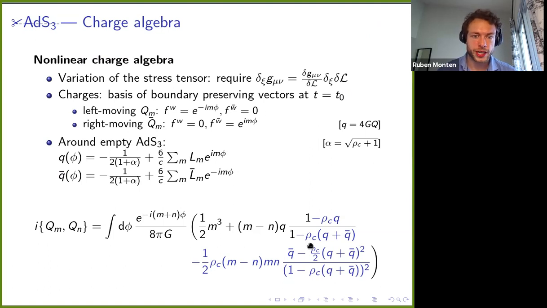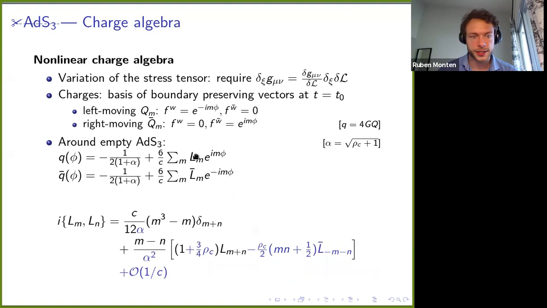From this Poisson bracket, we can now derive a Poisson bracket for the L's and L-bars, and it looks as follows. Here the form of Virasoro becomes very explicit. If we set alpha to one and rho_c to zero, then this is the Virasoro algebra, but now we find a general deformed version of this. It is written as an expansion in one over c, and there will be many terms here. Notice, in relation to the remark I made before, we're keeping rho_c fixed and sending c to infinity. From the TT-bar point of view, this means the deformation parameter will go to almost zero.